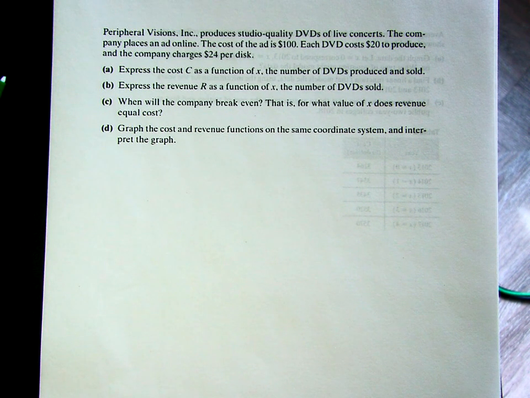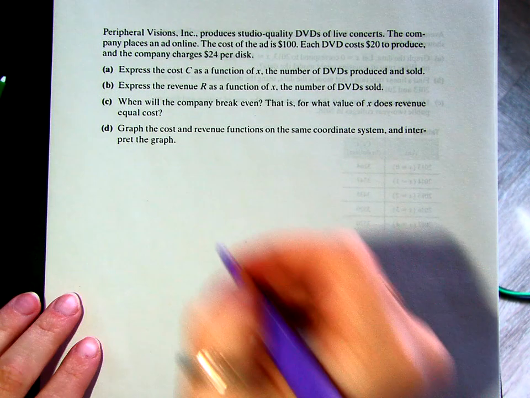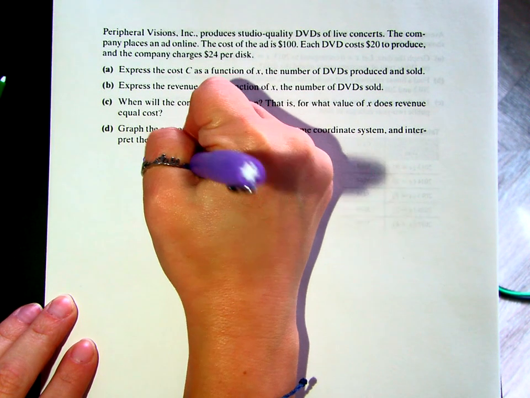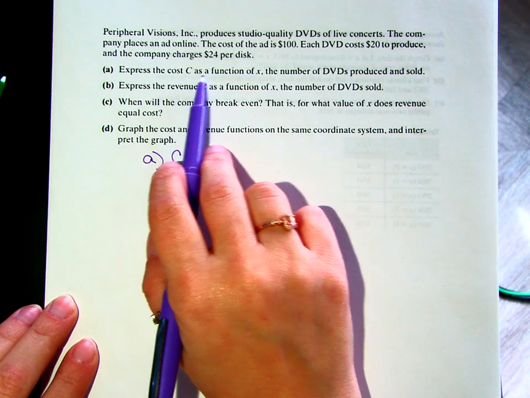So we want to know how much does it actually cost the company to produce a given DVD. Well, we know that the company cost for a single DVD is $20. But we also know that in order for them to market their DVD, they pay a $100 ad fee. So they're going to pay $20 per DVD and then $100 as an ad fee. So if we are doing a cost function to figure out the total cost, we're going to have the cost in terms of X, because it says express the cost as a function of X.